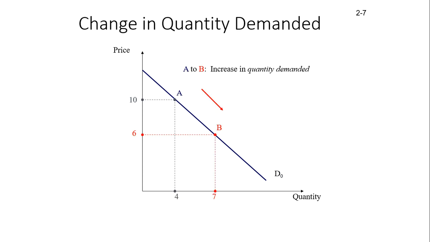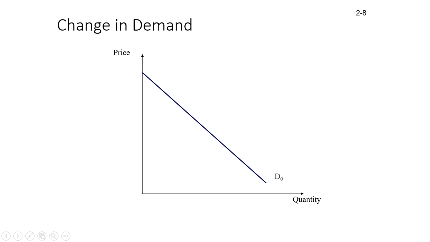So a change in quantity demanded is always along a given demand curve. Okay, it's always along a given demand curve. But with a change in demand, we are talking about a situation where the whole demand curve is either going to shift upwards or downwards, depending on the nature of the cause. Okay? Is that clear? Is that okay? Should I repeat?